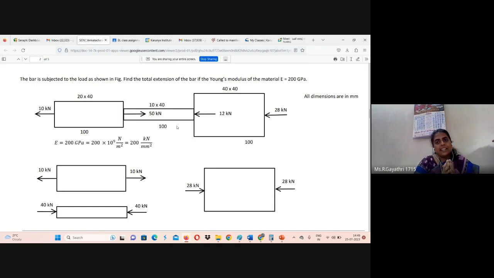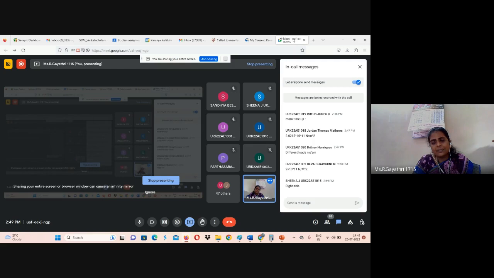Here actually we need to find the resultant force on every side. What is resultant force? In engineering mechanics you studied. What is resultant force? Resultant force, a very simple question.